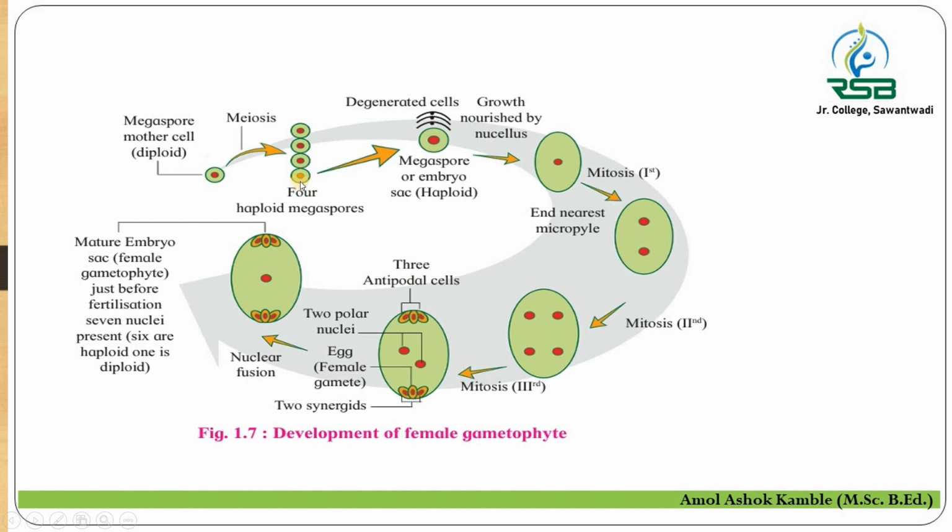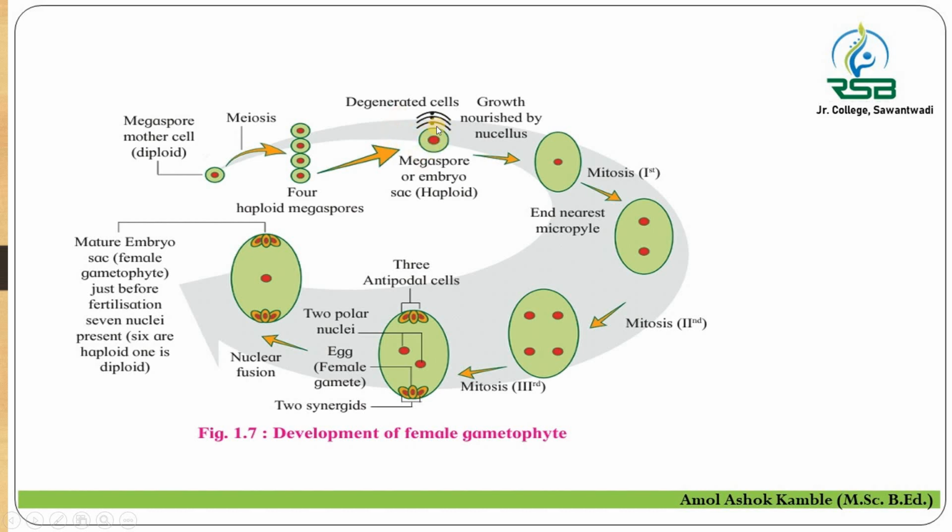megaspore which is present towards the chalazal side, चलाजलच्या बाजूला असणारा जो आहे megaspore, it remains functional. In this linear tetrad, the 3 megaspores which are present towards the micropylar side degenerate. Here the degenerated megaspores are there, 1 2 3, and only one megaspore which is present at the chalazal side remains functional, and that functional megaspore undergoes successive mitotic divisions.